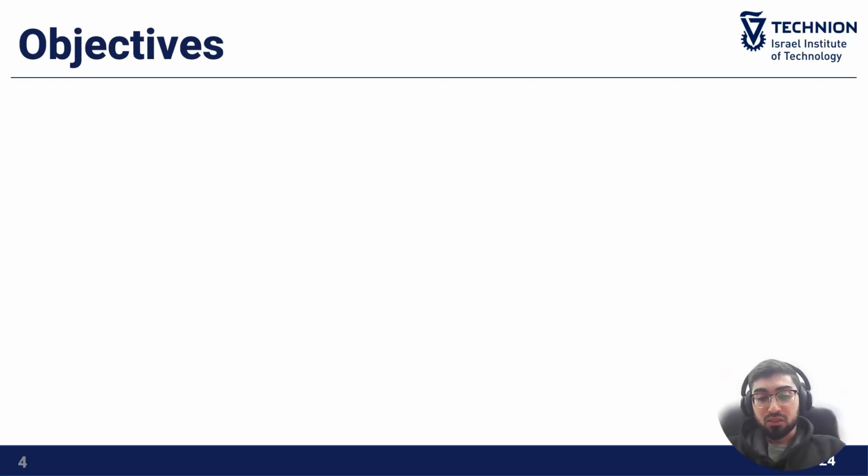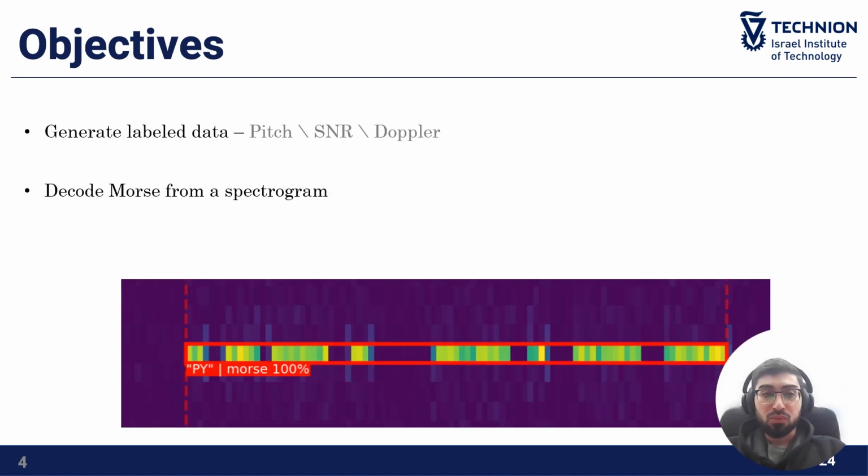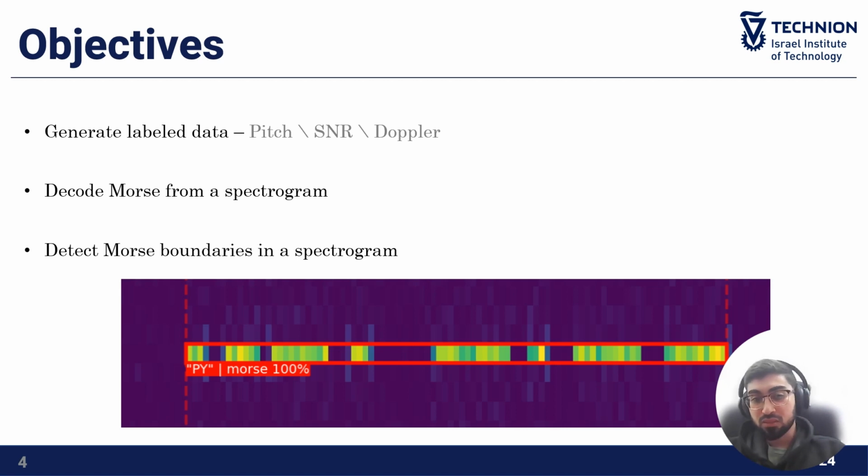The following tasks are supervised and require labeled datasets, and Morse code labeled datasets are not easy to come by. So our first objective was to generate synthetic data with random parameters like the pitch, the main frequency of the Morse, the signal to noise ratio compared to the signal amplitude, and the Doppler effects, so some physical effects that can stretch the Morse symbols in time. Next, we wanted to decode the Morse content from a spectrogram, and we want to detect the Morse boundaries. So exactly when and where the Morse signal starts in time.